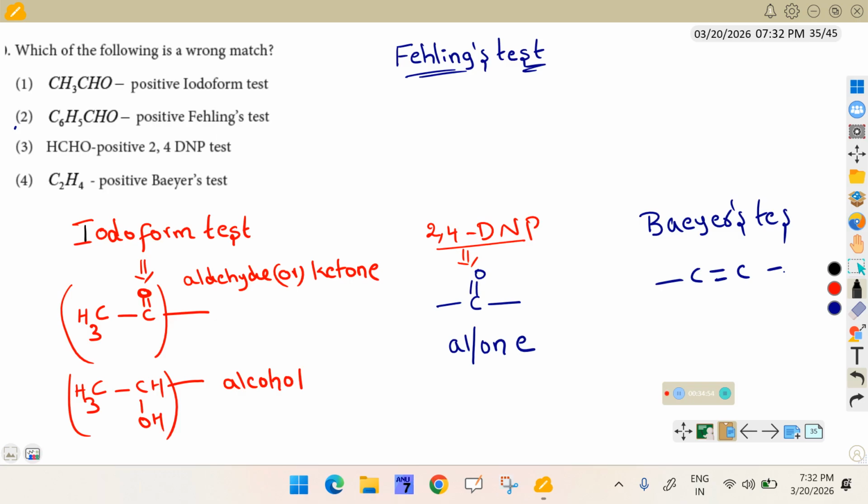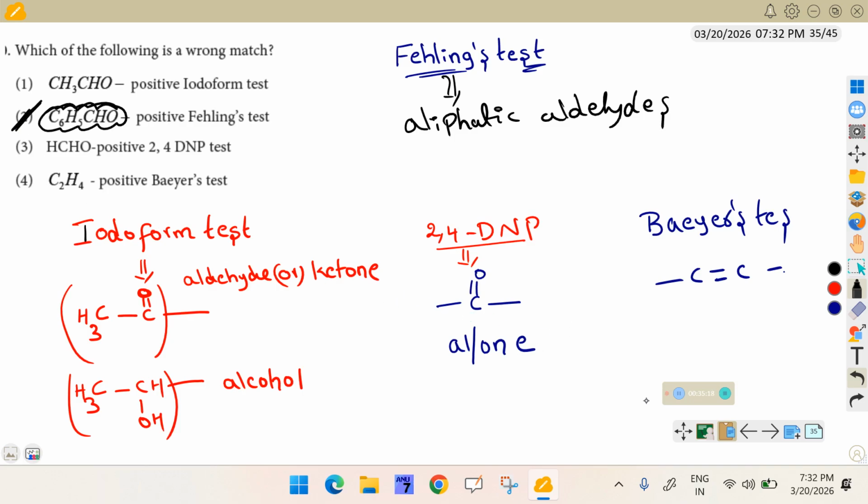Which of the following is a wrong match? First one is correct, second one is wrong, because only aliphatic aldehydes give a positive Fehling's test. C6H5CHO is an aromatic aldehyde. That's the reason it does not give a positive Fehling's test.